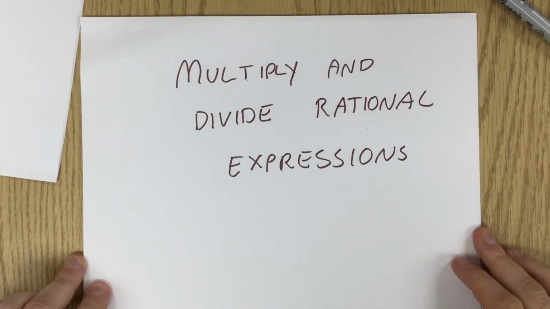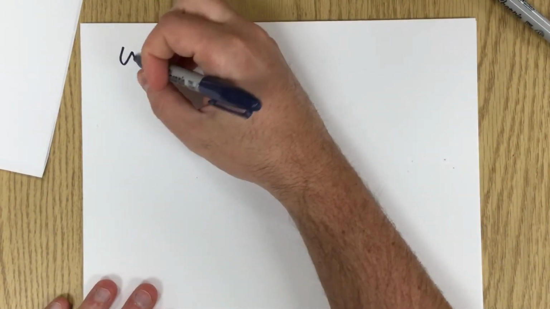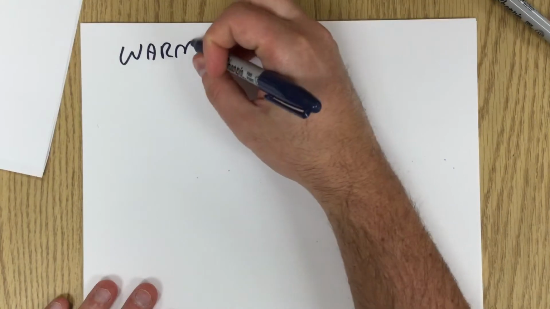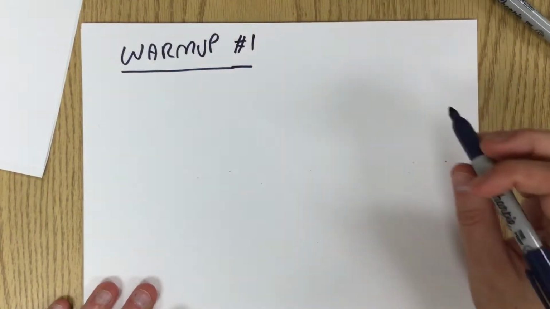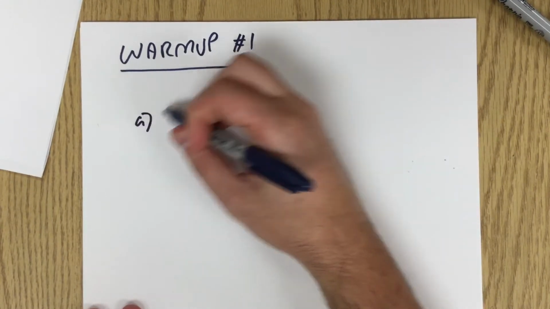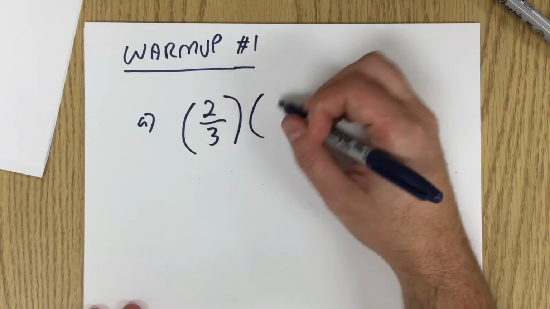We're going to talk about multiplying and dividing rational expressions. Before we were simplifying, now we're going to be multiplying and dividing them. So we're going to start with a warm-up. We'll call it warm-up number 1 because there's actually going to be 2 warm-ups. The first one's pretty straightforward. How do we multiply fractions?